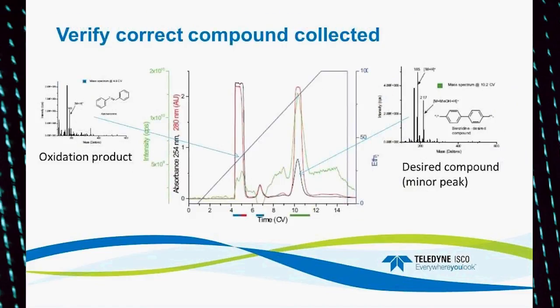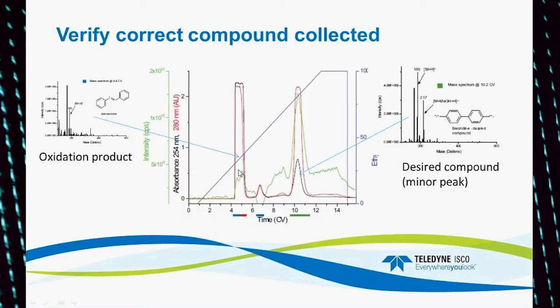Another example is where you might want to verify that your correct compound is collected. In this particular case, this is an example of an oxidation product that's formed, or a reaction that we've done here in Lincoln. And we were wanting our product. This was our desired compound here, 2 benzene rings with 2 amino groups, 1 on each end. This was an undesired compound.